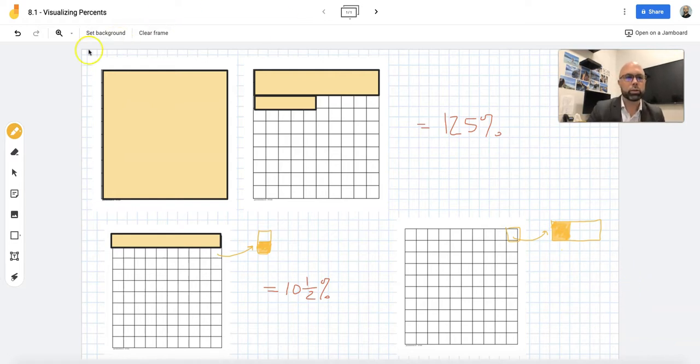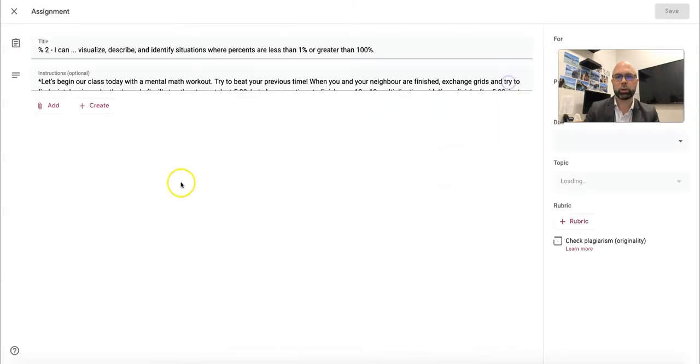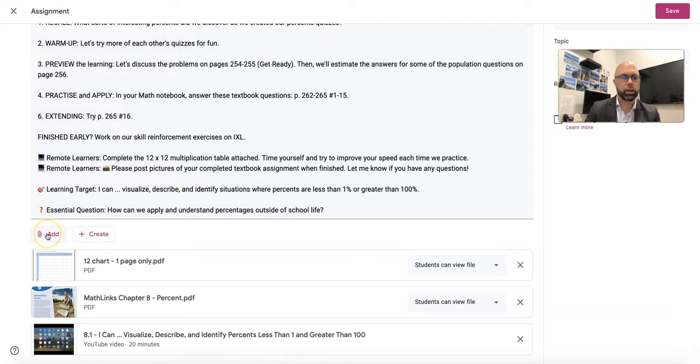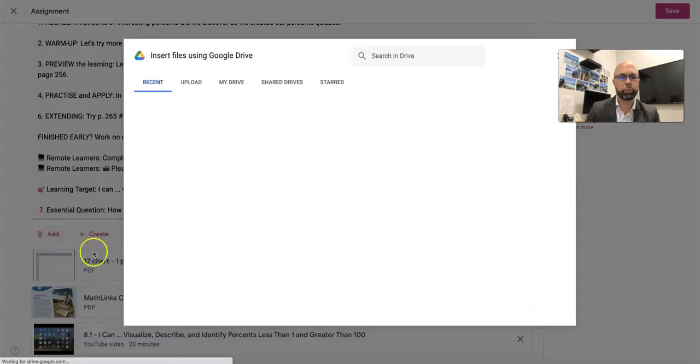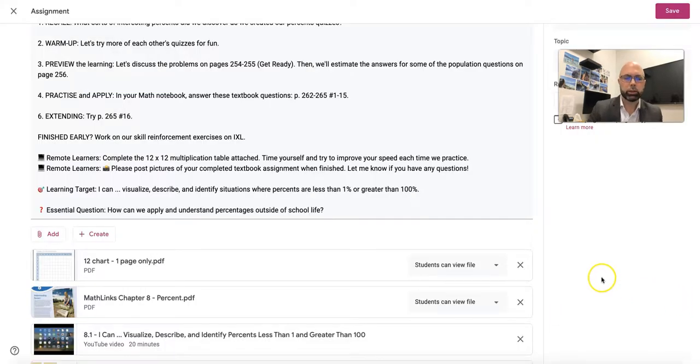Okay. So now we have 0.4%. Okay. Maybe I should, you know, while I'm thinking of it, I will just add this Jamboard to the assignment. Let's see if I can do that. Will it show up in my Google Drive? Yes. Boom. Okay.